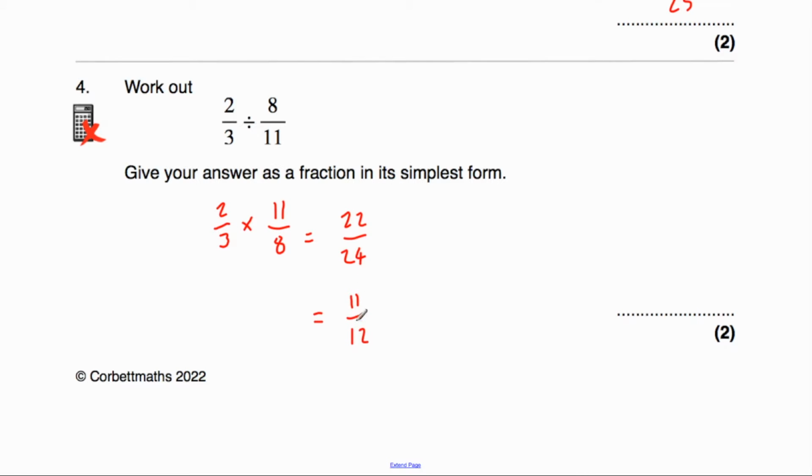And 11 and 12 have no other common factors apart from 1, so we're done. So the answer would be 11/12. And that's it. Okay, let's have a look at our next question.